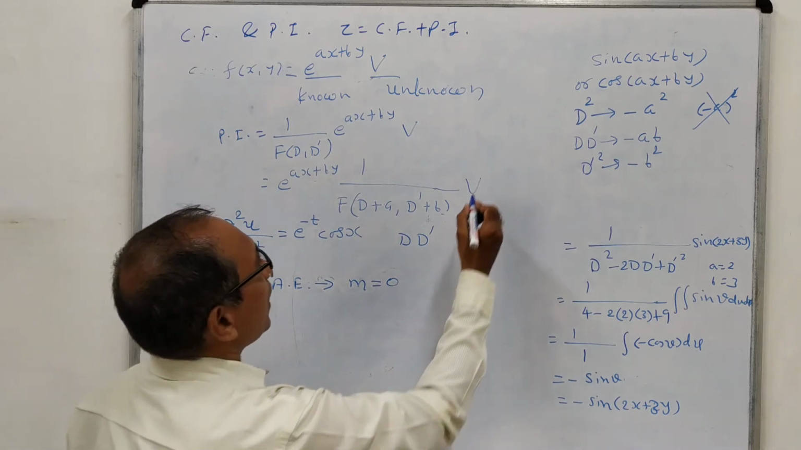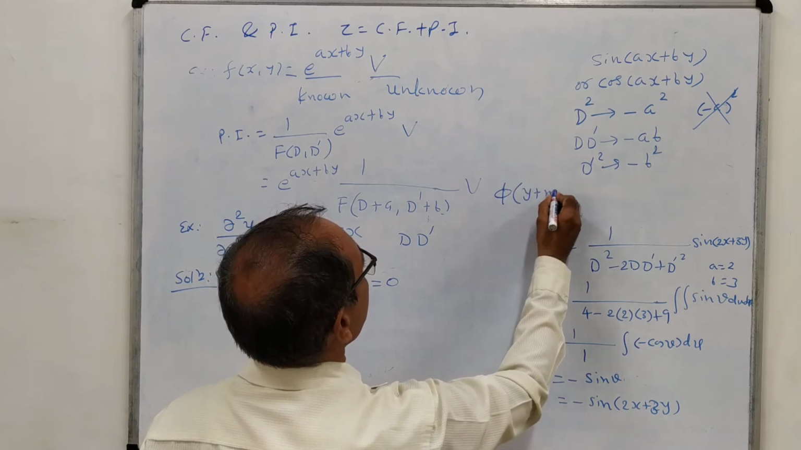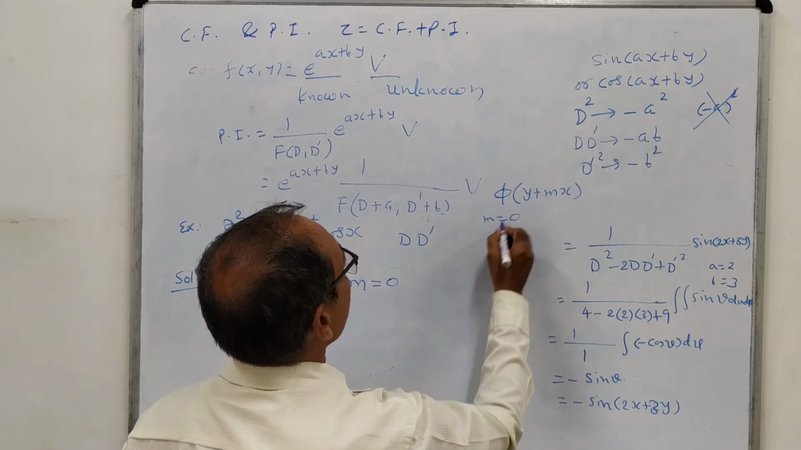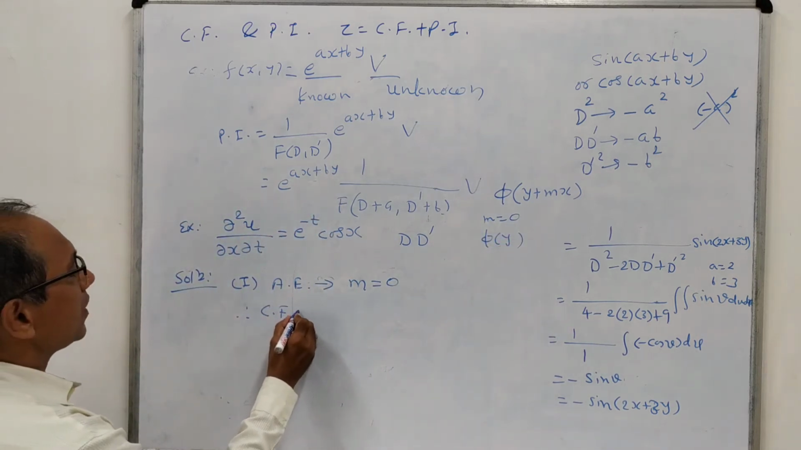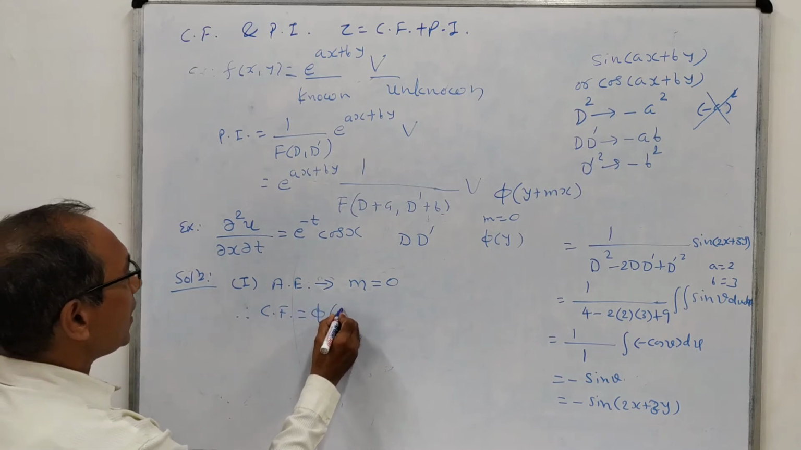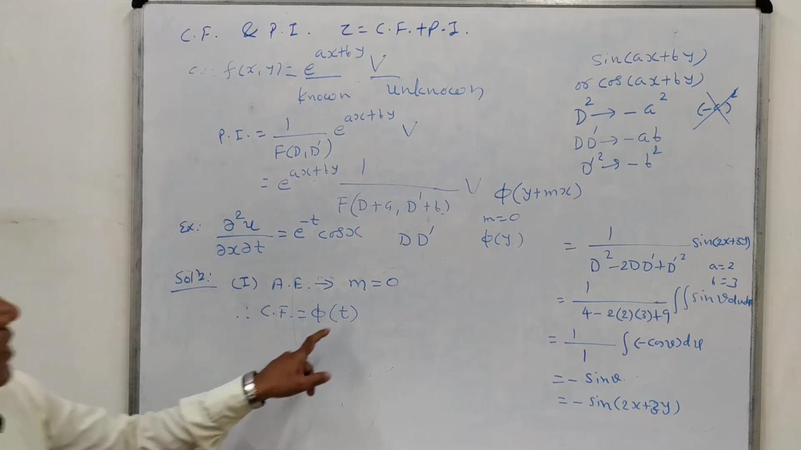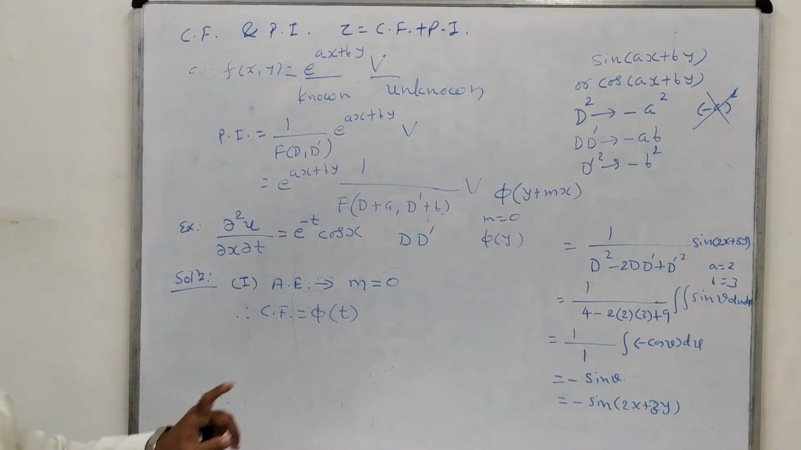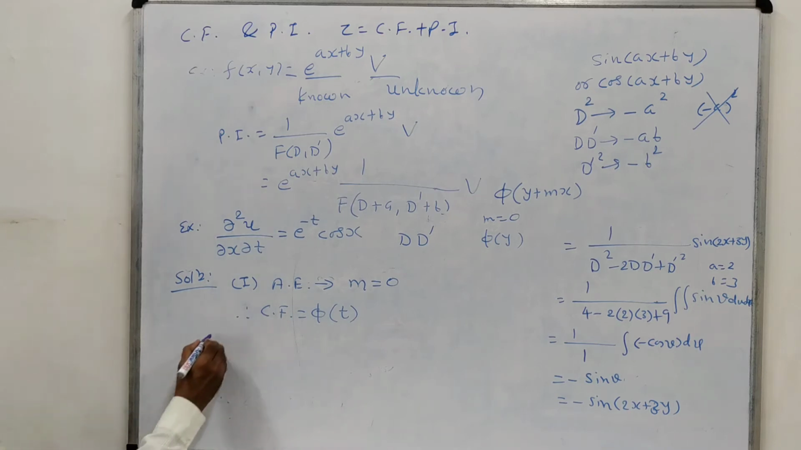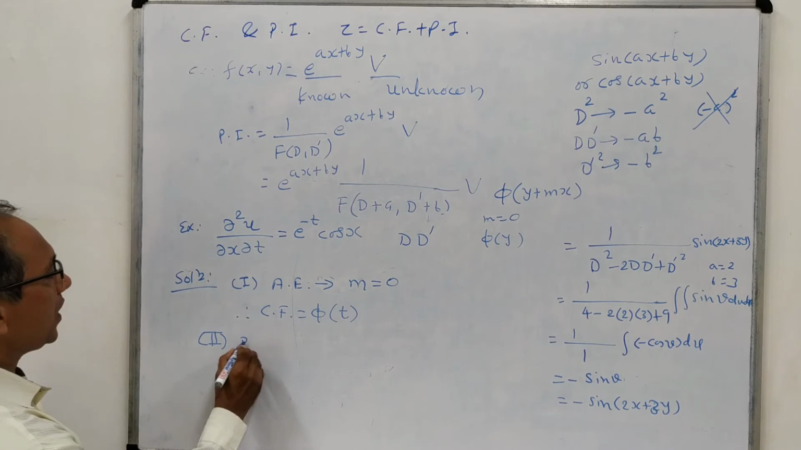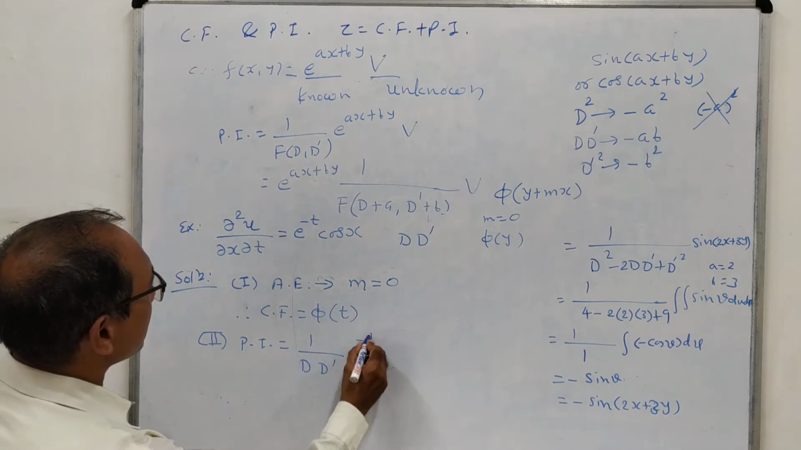So whenever m is 0, normally the solution we write as phi of y plus mx. So when m is 0, the solution will become phi of y. Therefore here the CF will be phi of y, but instead of y we are using t. So phi of t, and only phi 1 I have not written because only a single solution is there. Then PI, the second solution, PI is 1 upon D into D dash, e raised to minus t cos x.